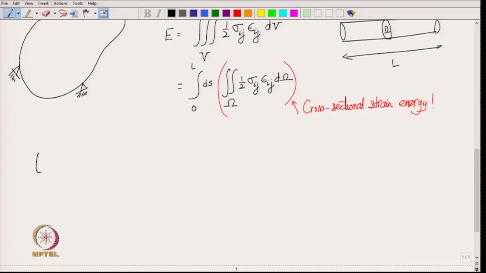So, we have a beam which is being stretched by applying some axial load. Suppose that the net load is P here and it is uniformly distributed over the cross section, then what is the energy stored in the cross section of the beam?